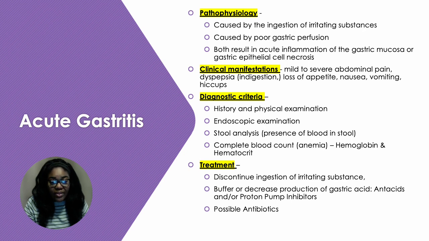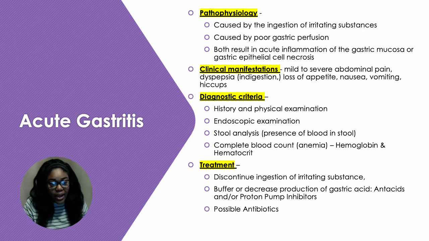And paired with that, they will do a complete blood count, and they'll look at what they call your hemoglobin and hematocrit levels, which would speak to anemia. If you have that abrasion of that lining in the gastric mucosa, you will bleed, and that's where that blood will come out.